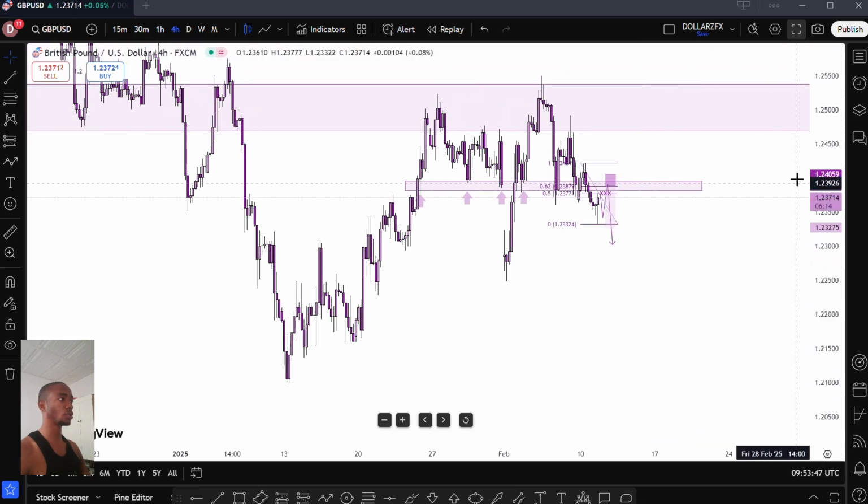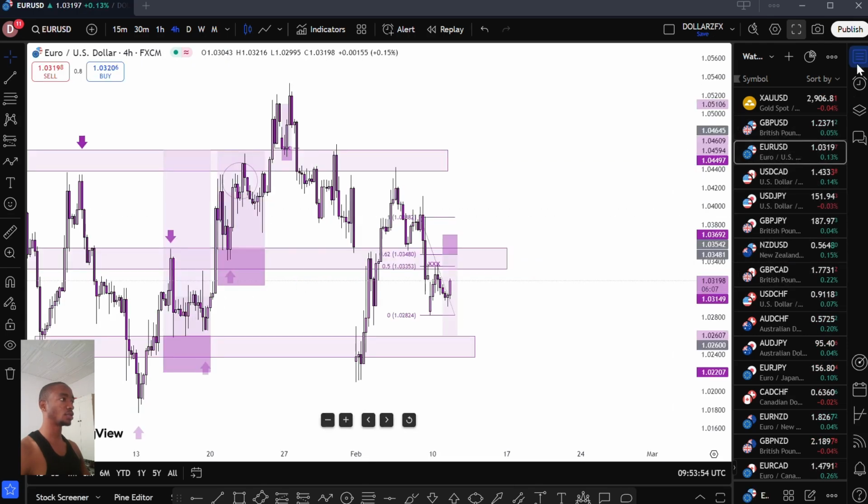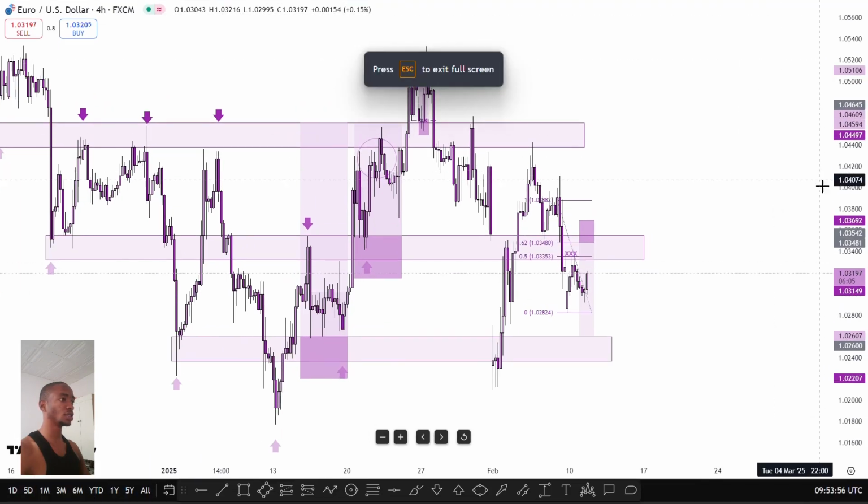So I have a similar setup on Euro USD as well. So let me show you guys. I have a similar setup on Euro USD. So this is Euro USD.